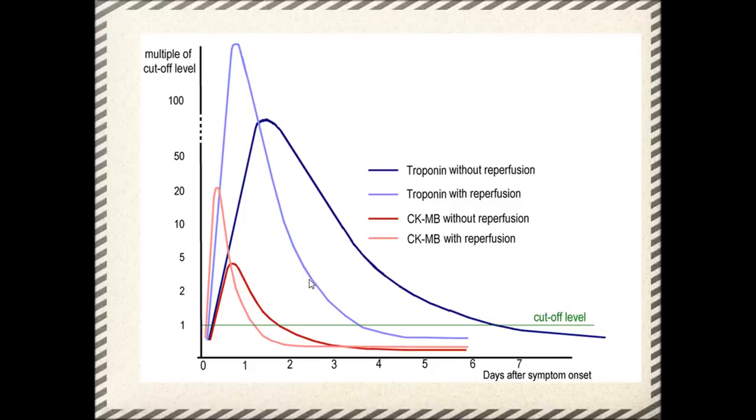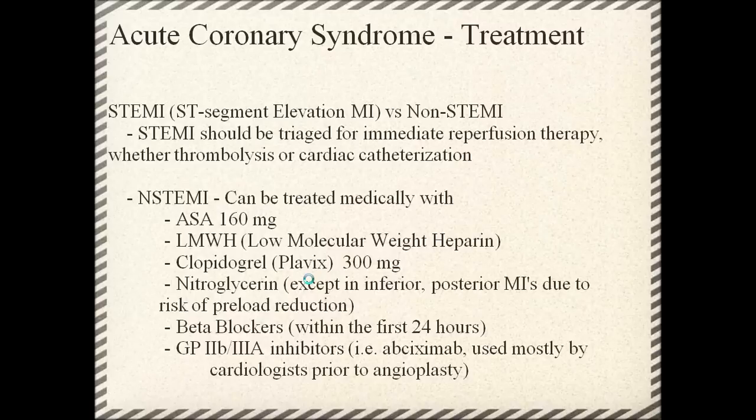Treatment, which you've already covered as well, is aspirin, heparin, Plavix, nitro, beta blockers, and this kind of thing should be in your brain and programmed, ready to go.